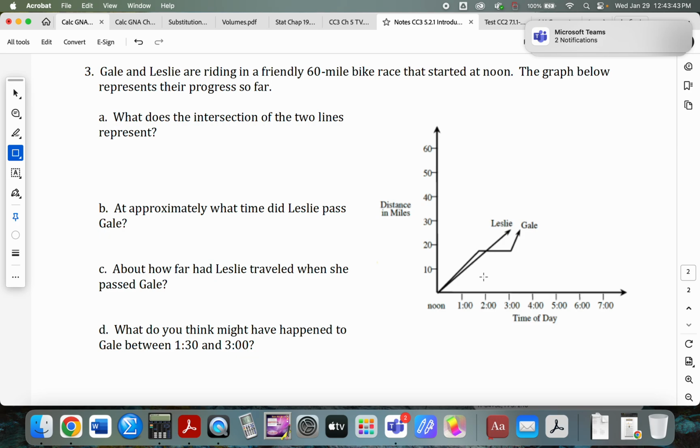At approximately what time did Leslie pass Gail? Yeah, it looks like it's about 2 o'clock. Go, Leslie. But I want you to notice something. Well, we'll talk about it in a moment. About how far had Leslie traveled when she passed Gail? 20 miles. Around 18. Yeah, I'd say it's probably 18, 17, somewhere around in there. It's definitely less than 20.